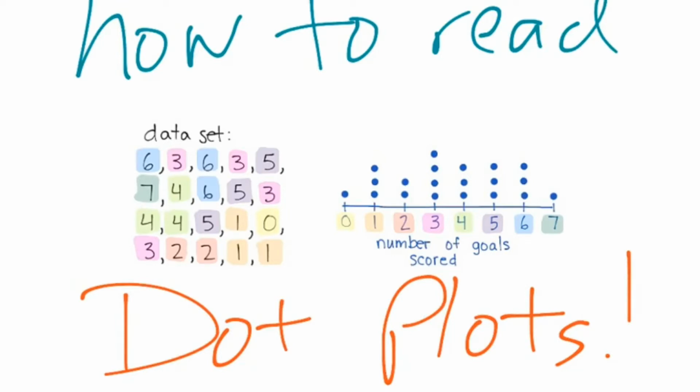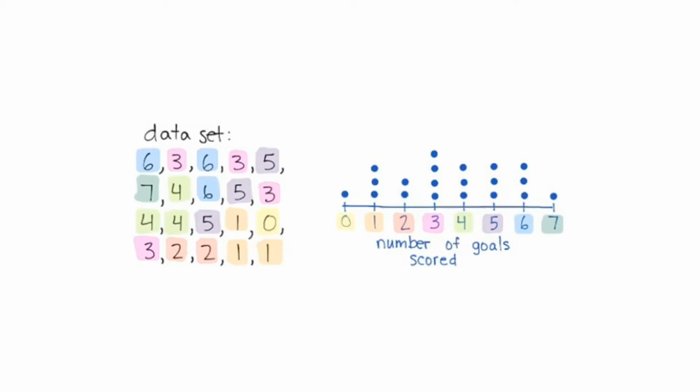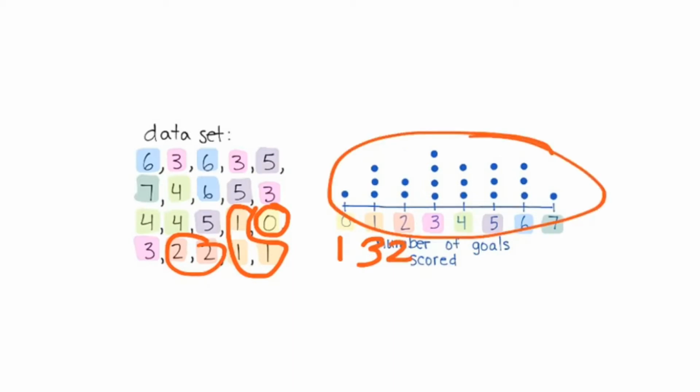Essentially all it is, we took all of this data and we organized it to where it would fit on a number line. The way that it works is you'll notice there's only one zero, so zero only gets one dot. There's 3 ones, so one gets 3 dots, so on and so forth, until you have this picture to look at.